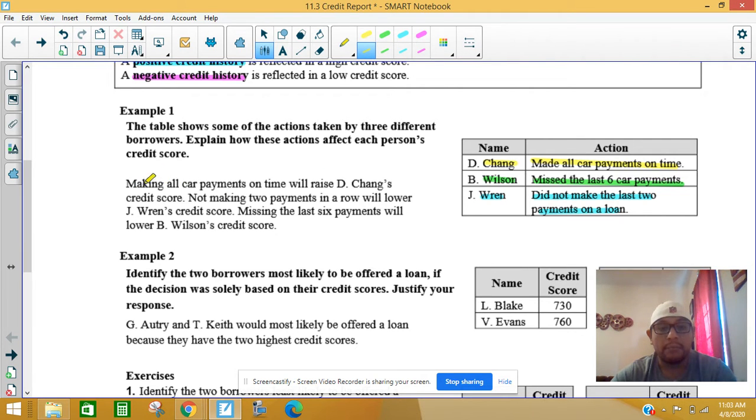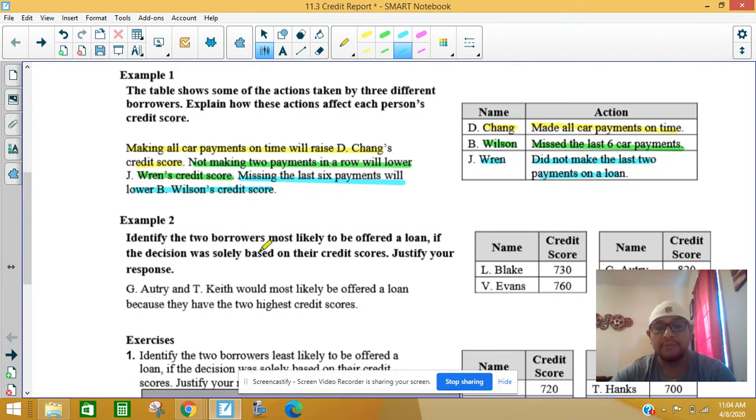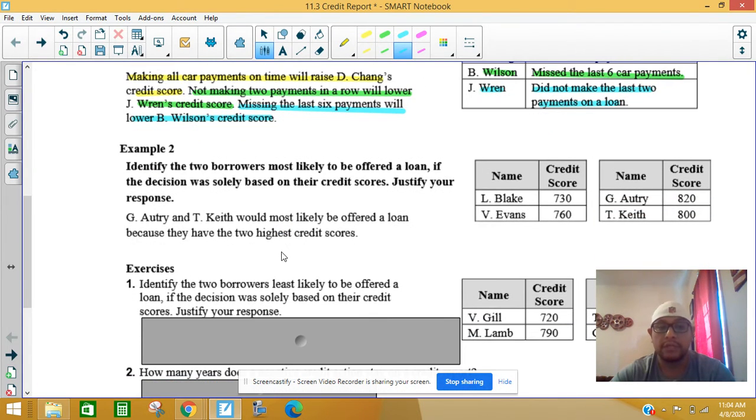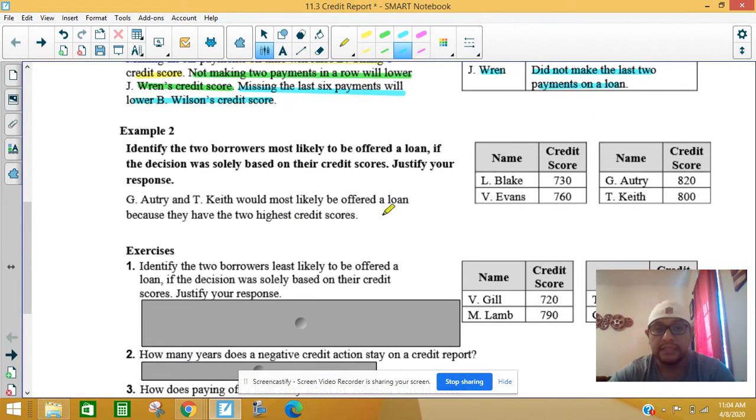It says making all car payments on time will raise Chang's credit score, but not making 2 payments in a row will lower Ren's credit score, and missing the last 6 payments will lower Wilson's credit score. So making payments on time will raise your credit score, and not making payments will lower your credit score. Every time you miss a payment, it will lower your credit score. So once again, let's see these examples.